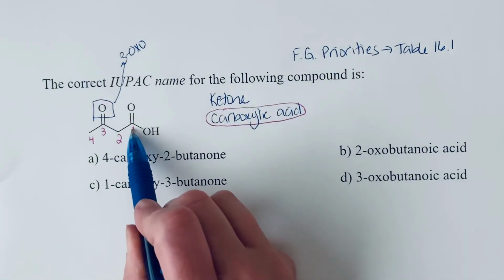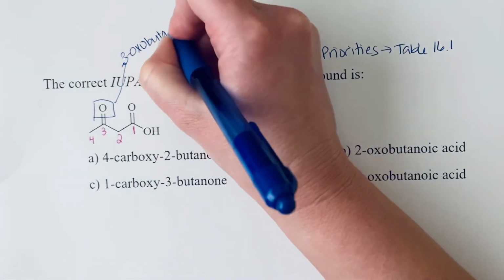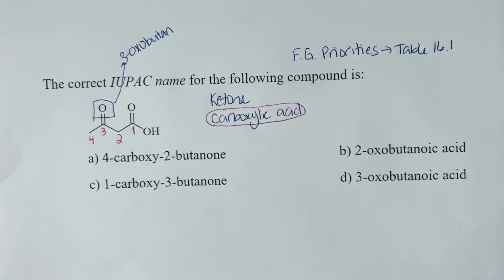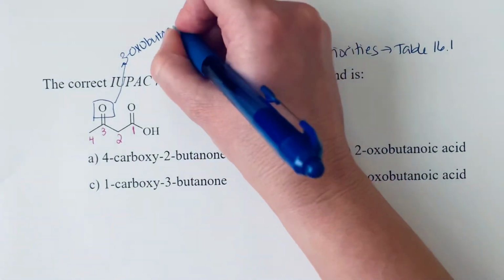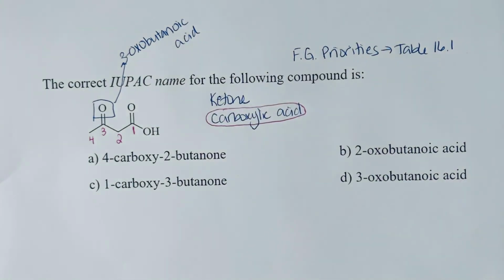Our carboxylic acid has 4 carbon atoms, so it would be a butane. We drop the E at the end of butane and add -oic acid since it's a carboxylic acid. So the name here is 3-oxobutanoic acid.